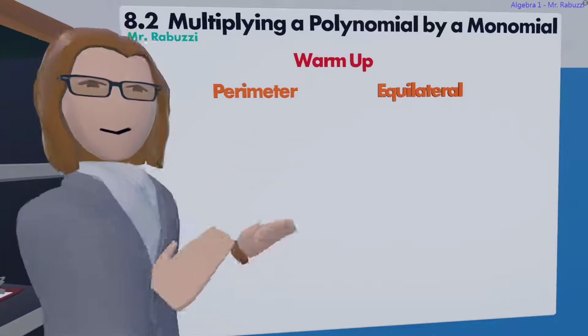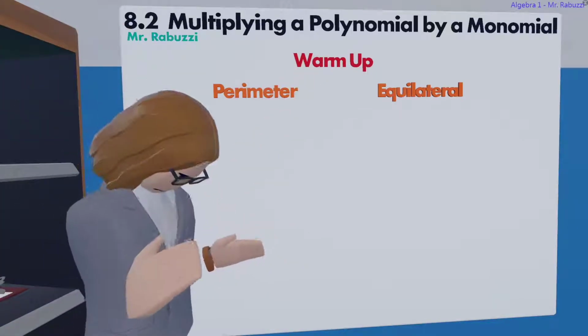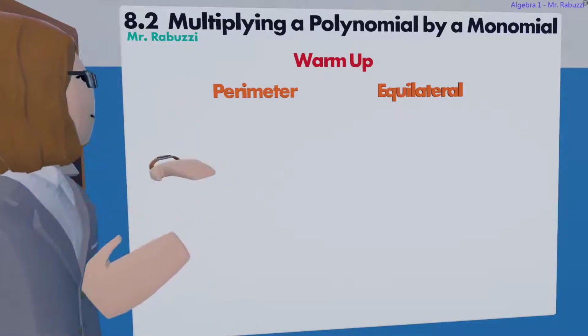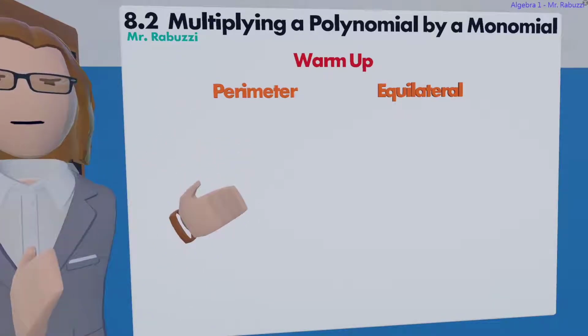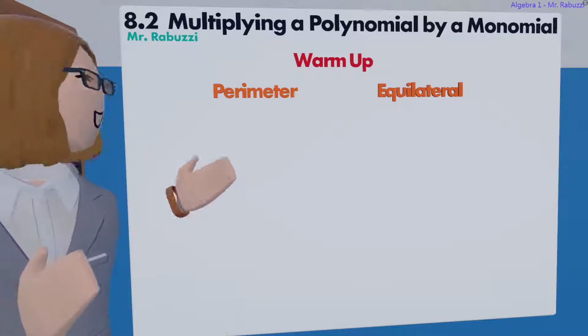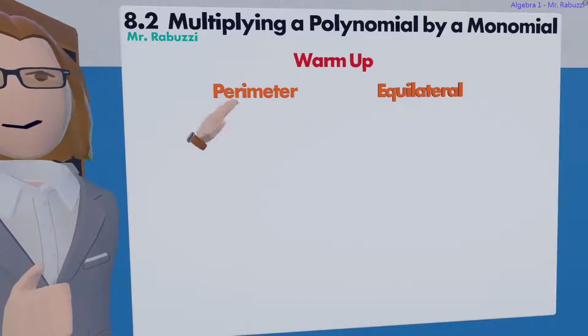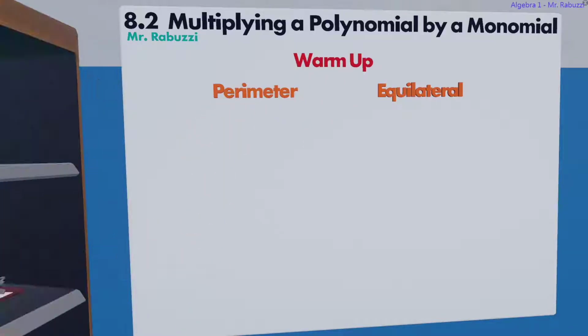So, we're going to start with a warm-up for this week because I think it's a little more difficult than the other warm-ups have been, and I want to go over some of the vocab for this. We're going to get onto the main topic later, but we're going to talk about perimeter and equilateral first. So, perimeter, that means the measure of all sides of a shape.